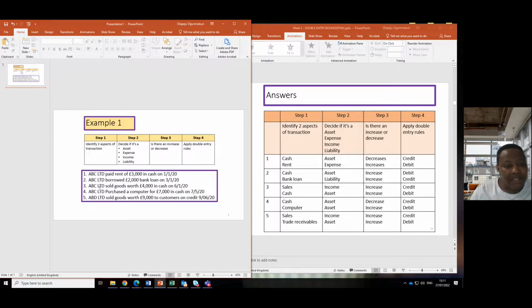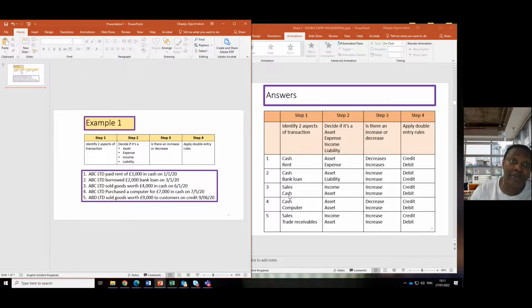The third one says ABC Limited sold goods worth £4,000 in cash. Now this is cash sales, right? I've identified it already. So the two aspects of the transaction are the receipt of cash, and there's been a sale of goods. So we have cash and sales. In this case, sales has increased.